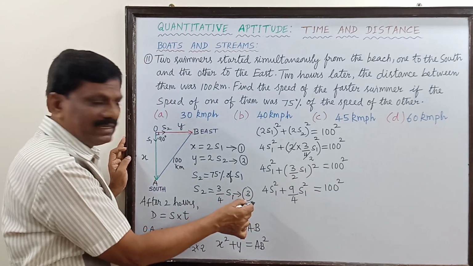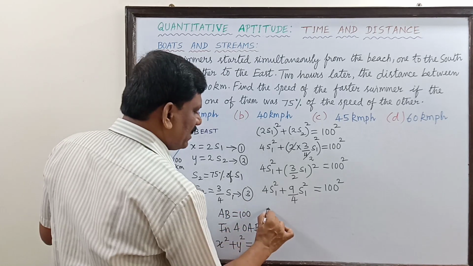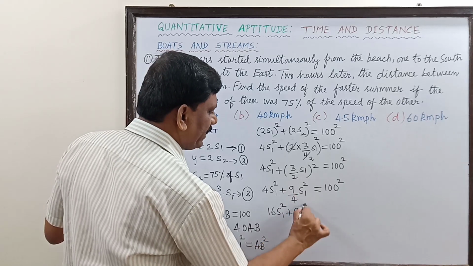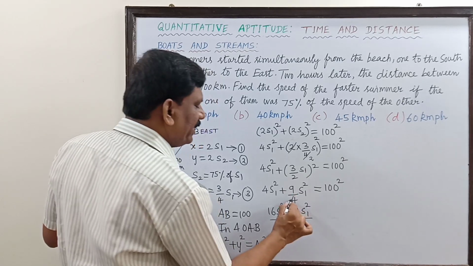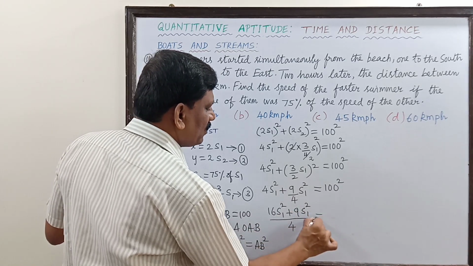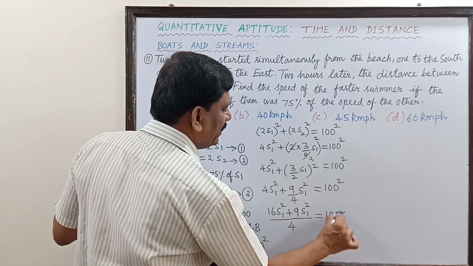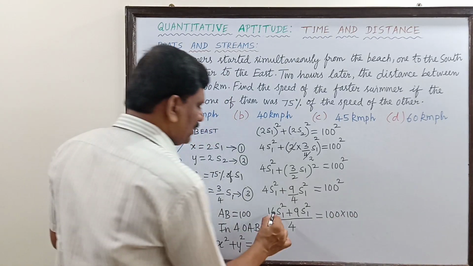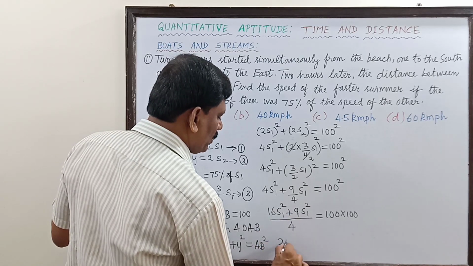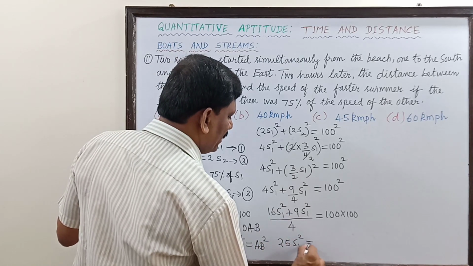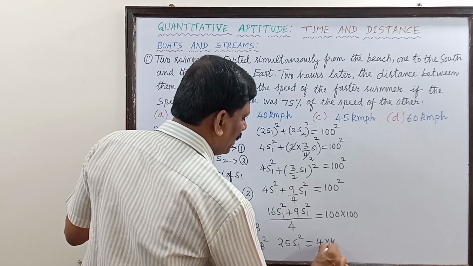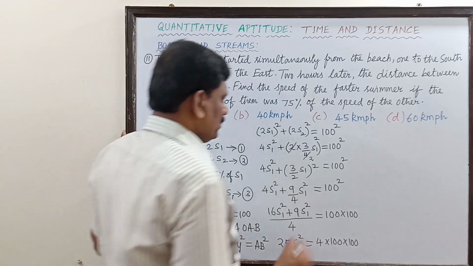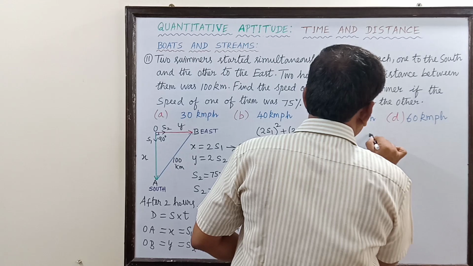Now you take LCM. LCM, 4 4s are what? 16. So 16 s1 square plus 9 s1 square divided by LCM 4. So the right hand side is 100 into 100 square. In this format I will write. Okay, so 16 plus 9 is 25. So 25 s1 square is equal to 4 into 100 into 100. Okay, so now s1 square must be equal to what?